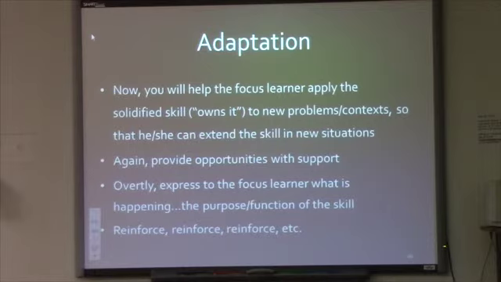And then when you're trying to help them adapt, the skill should be solidified. Don't start teaching them how to adapt if it's not a skill that's solidified. It's not part of them. They have to own it.